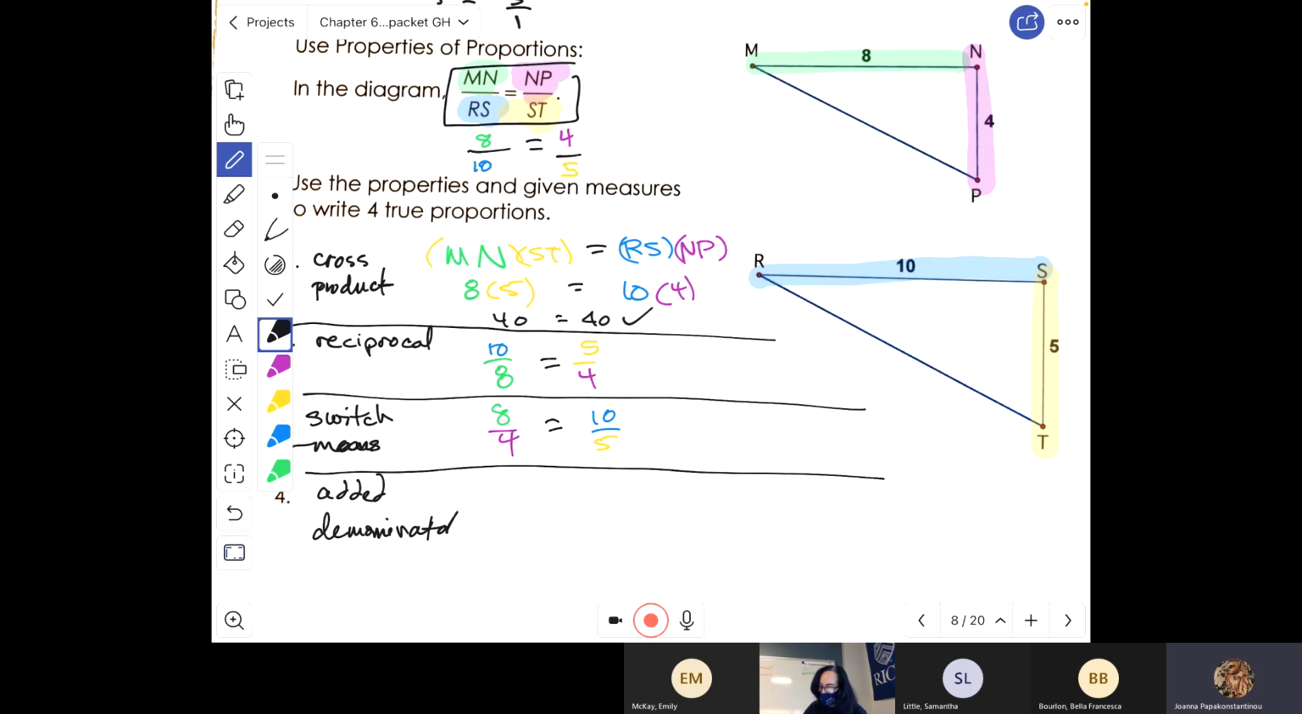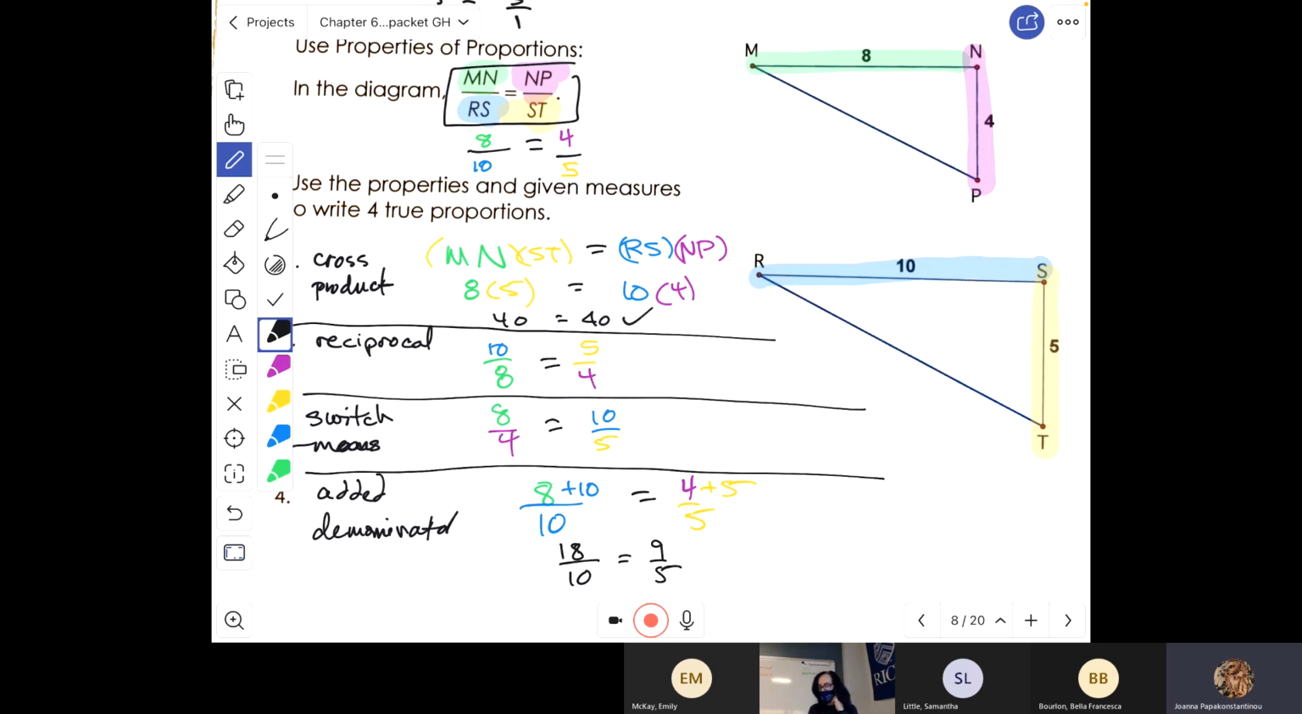And last but not least, let's talk about adding the denominator. If I start with the original proportion, what am I adding to the numerator of the first fraction? And what am I adding to the numerator of the second fraction? Okay, so what is my new numerator on the left? 18 over 10 equals, and is that true? Yes, because if I divide the numerator and denominator by 2 on the left, I am going to get 9/5.